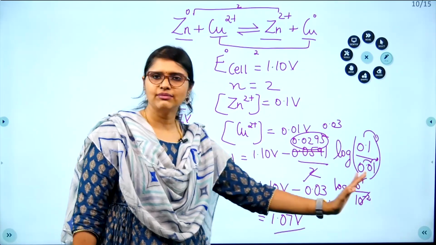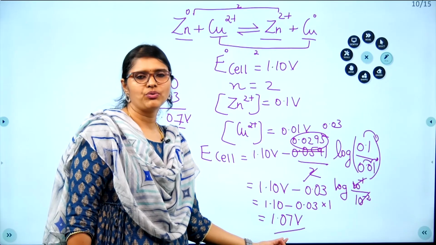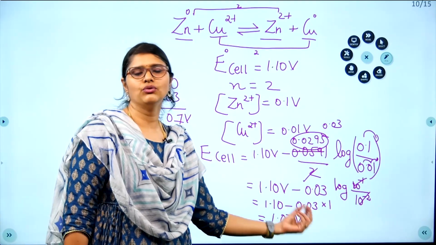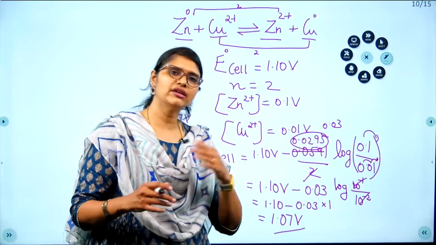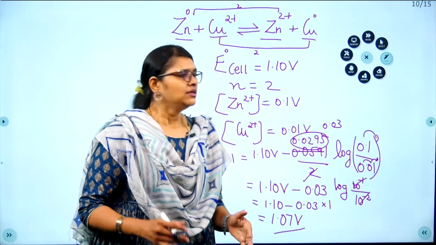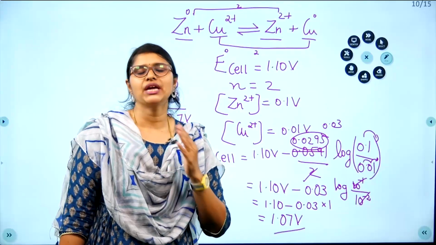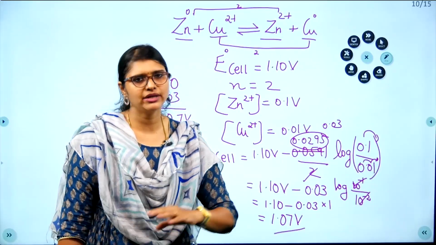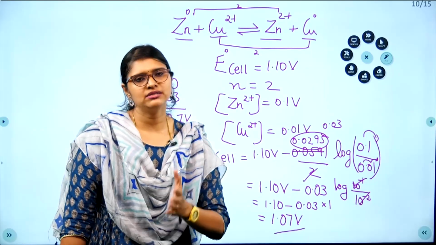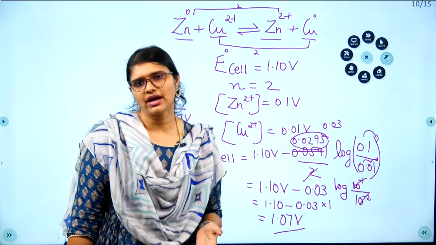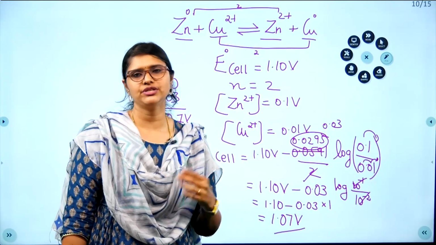You substitute all the values, simplify it, finally you are getting it as 1.07 volts. So this is nothing but E cell for this question. So likewise they will give you the data. This also, either they will give like this, or they will give you the electrode potential for zinc separately, copper separately. You have to subtract, you have to use the formula E cathode minus E anode and then calculate E naught cell and then substitute in this Nernst equation and then calculate.